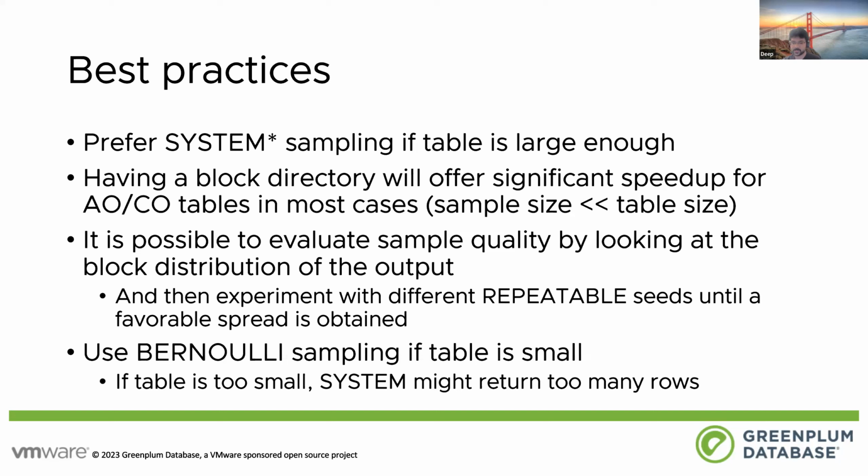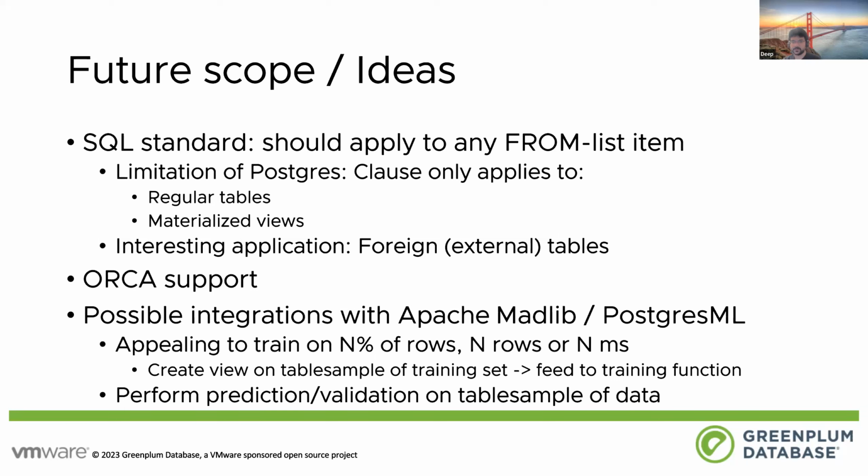fair in whatever terms you have as your expectation. And then Bernoulli is very useful if the table is very small, because if the table is too small, like let's say smaller than one block, then system might return too many rows. So even if you say 5% of the table, it might return a much larger portion of the table if there are not too many rows in the table. In that case, you would use Bernoulli. That's better.